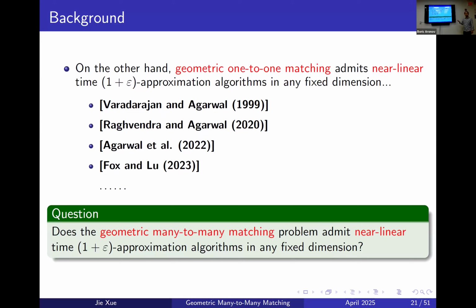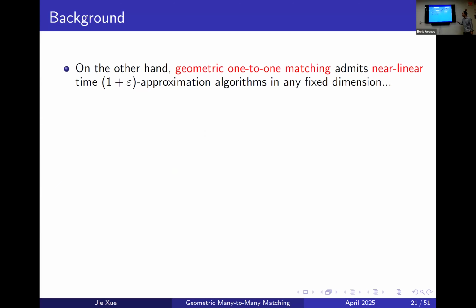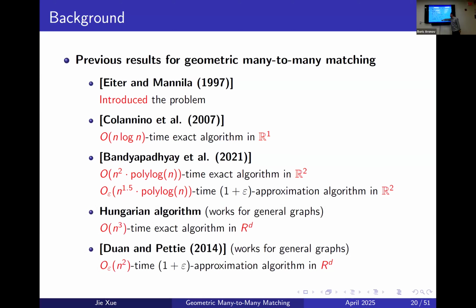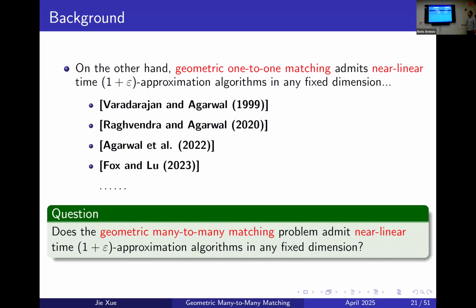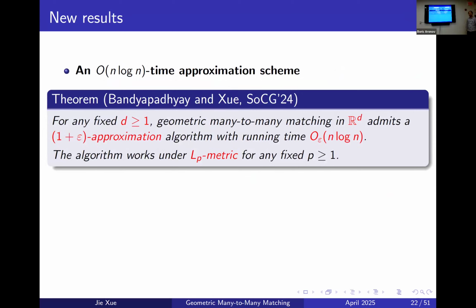There is a result with the square, right? Yes, currently you can apply the general algorithm to get a square approximation. In 2D you can get n to the 1.5. So this is the first work we have. We show that you can do it in n log n time. I give you an instance in any fixed dimension d, and I can give you a 1 plus epsilon approximation solution in n log n time, where something depending on epsilon is hidden.